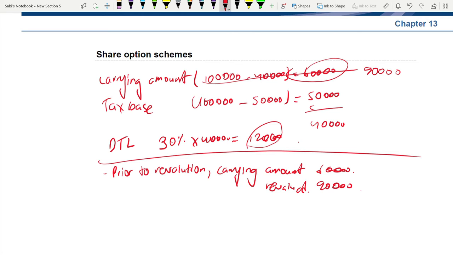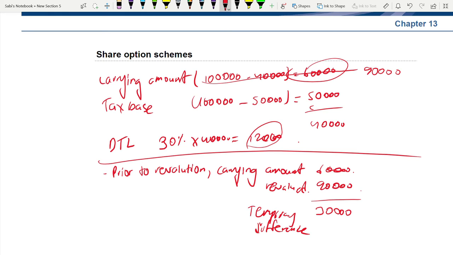So there is a 30,000 difference. Can you see? From 60 to 90, there's a 30,000 difference. What about this 30,000? How do you deal with this? There's a 30,000 temporary difference. You have to use this word temporary difference when you're writing.